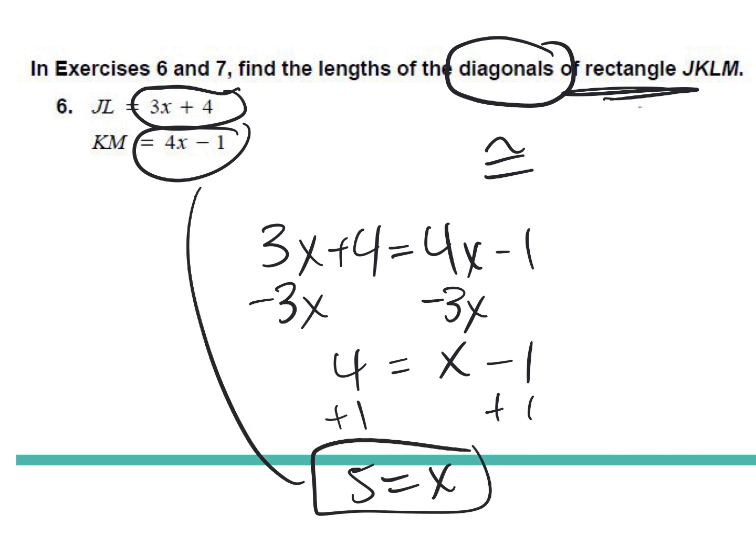Very good. Does it matter which one you plug it into? No. Why? They're going to be the same, right? Because the diagonals should be the same length. So if you plug it into this one, you get 20 minus 1, which is 19. Okay, so the measure of each diagonal was 19.